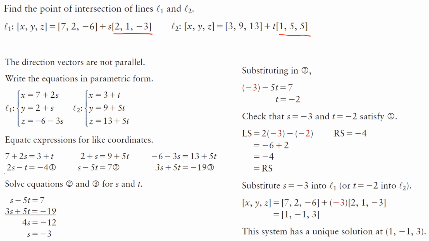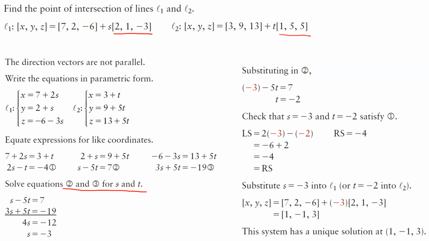So first, we can solve 2s minus t equals -4. Then s minus 5t equals 7. Then 3s plus 5t equals -19. We can solve equations number 2 and 3 for s and t. Of course, you can solve equations number 1 and 2 or 1 and 3 first.